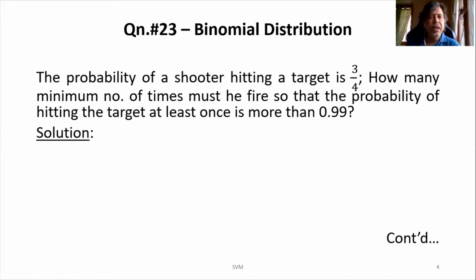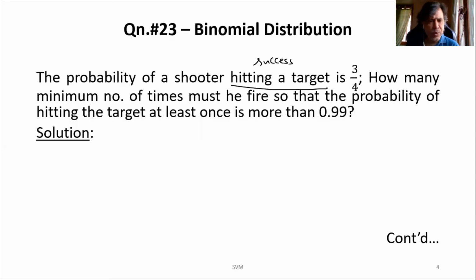The probability of a shooter hitting a target is 3/4. That means the probability of a success. Hitting the target, if it is considered to be a success, is given as 3/4. Now, how many minimum number of times must he fire so that the probability of hitting the target at least once is more than 0.99?